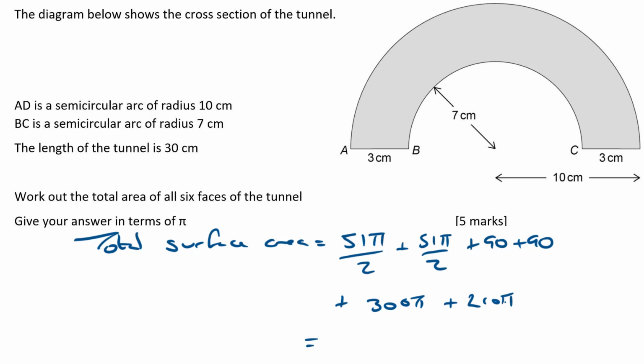Okay. So 51 pi over 2 plus 51 pi over 2 is just 51 pi, isn't it? So that's 51 pi. And adding that to my 300 and my 210 pi: 300 and 210 is 510, plus 51 is 561. 561 pi plus 90 and 90 is 180. So that is my final answer, 561 pi plus 180. Now that was bags of fun, wasn't it?